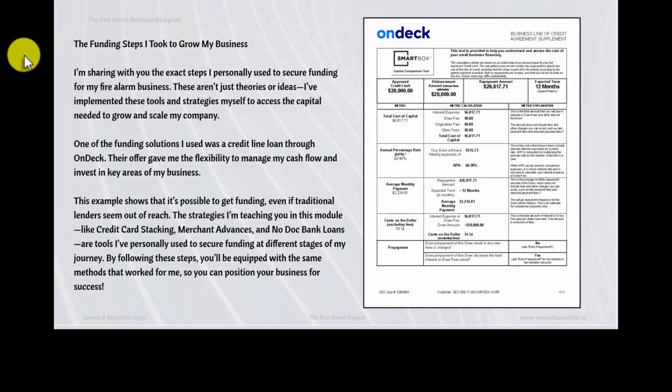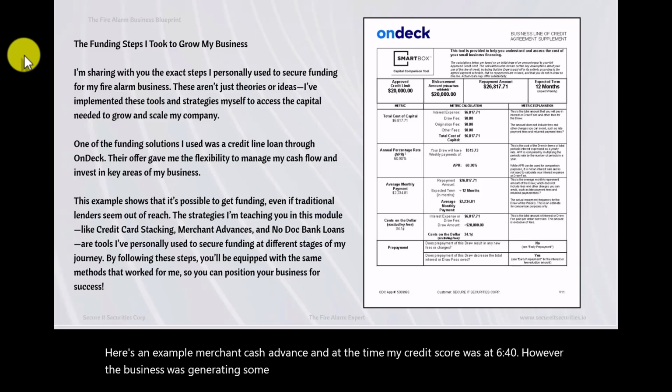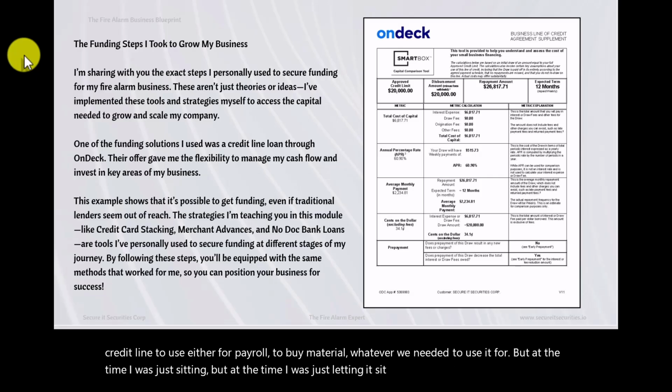Here's an example: merchant cash advance, and at the time my credit score was at 640. However, the business was generating some monthly revenue, and we were able to get a $20,000 credit line to use either for payroll, to buy material, whatever we needed to use it for. But at the time I was just letting it sit there so that I can get money from somewhere else.